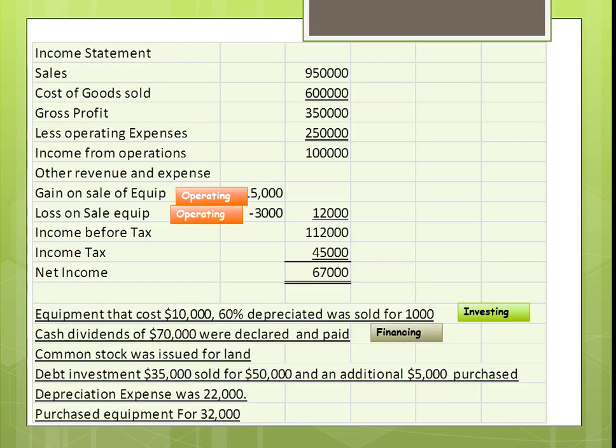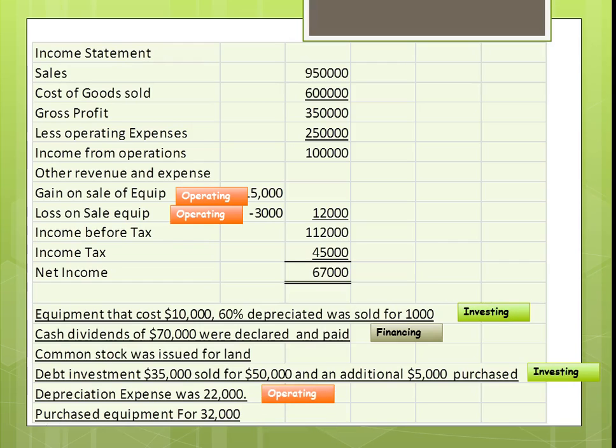Cash dividends would be part of financing, and that would be reducing financing activity. The common stock issued for the land is a non-cash transaction. For the debit investment, we know that we got $50,000 for our investment, and we also know that we bought an additional $5,000.